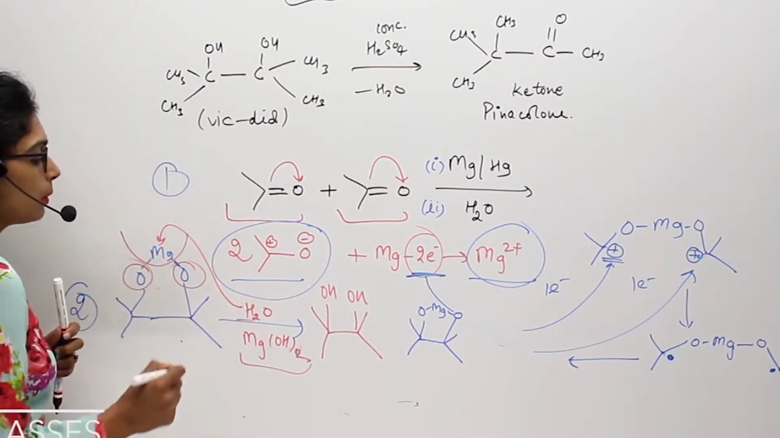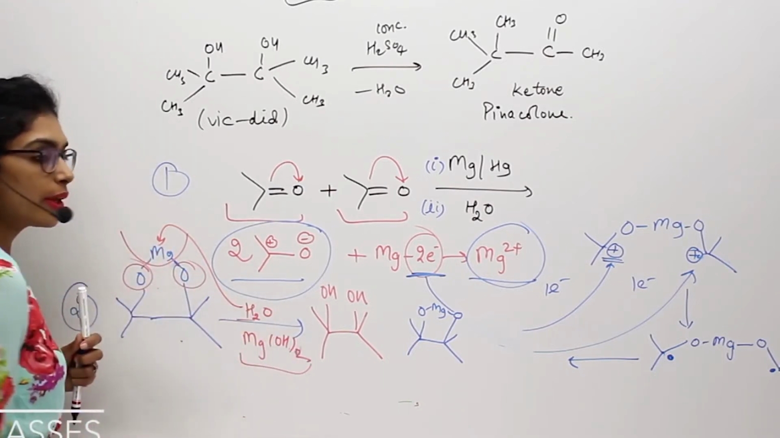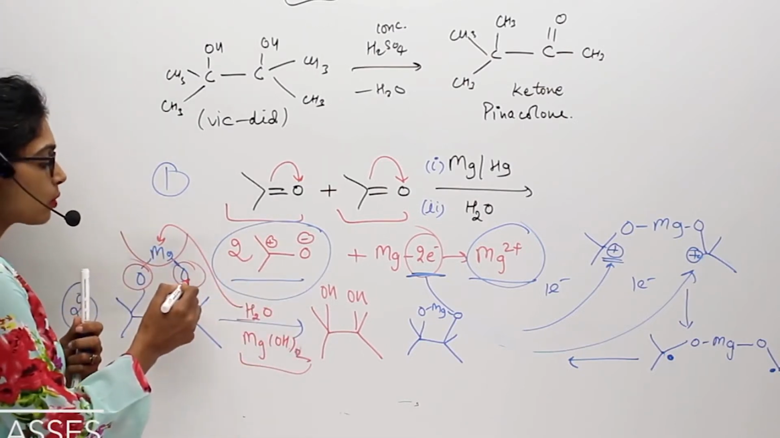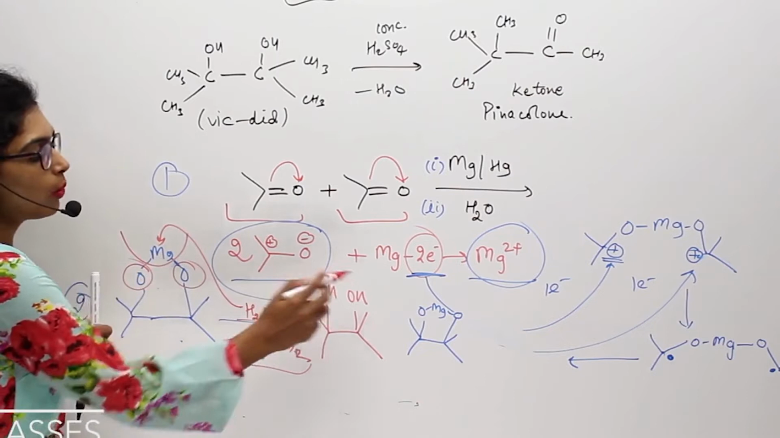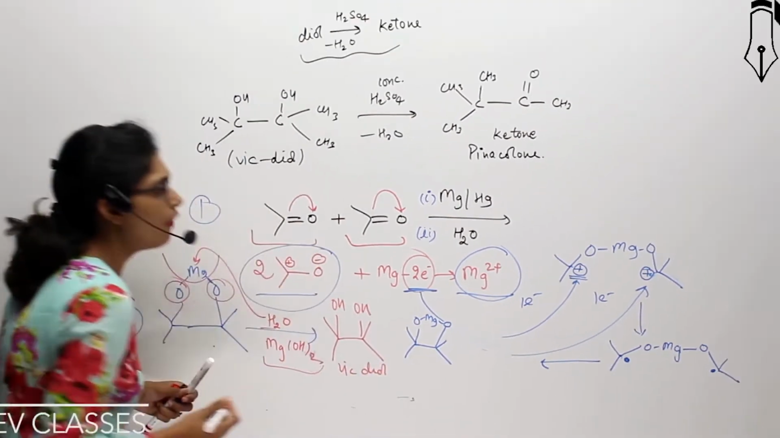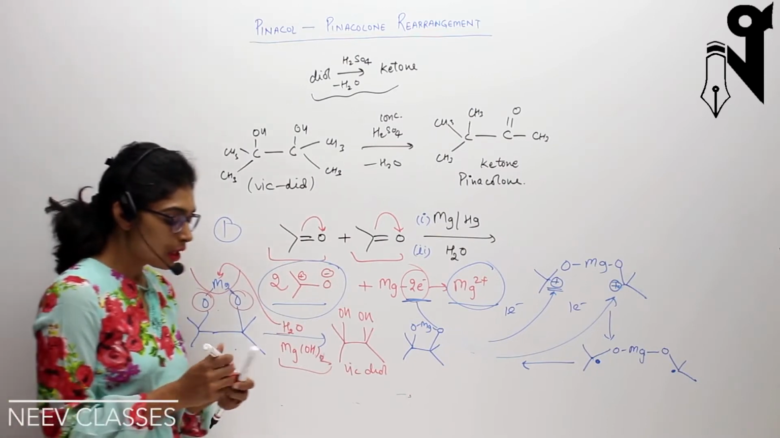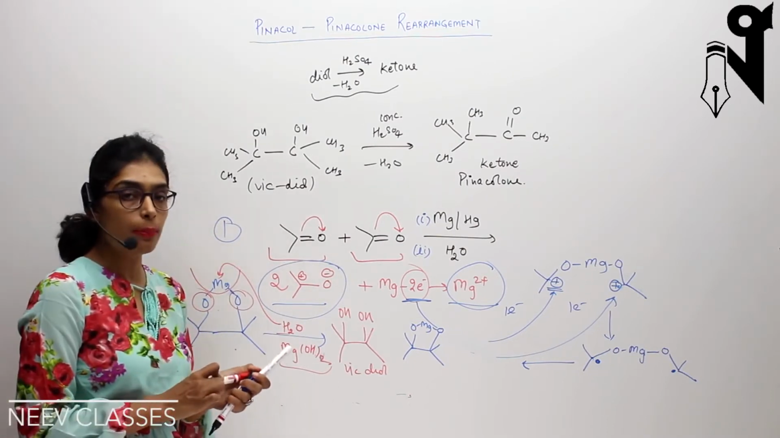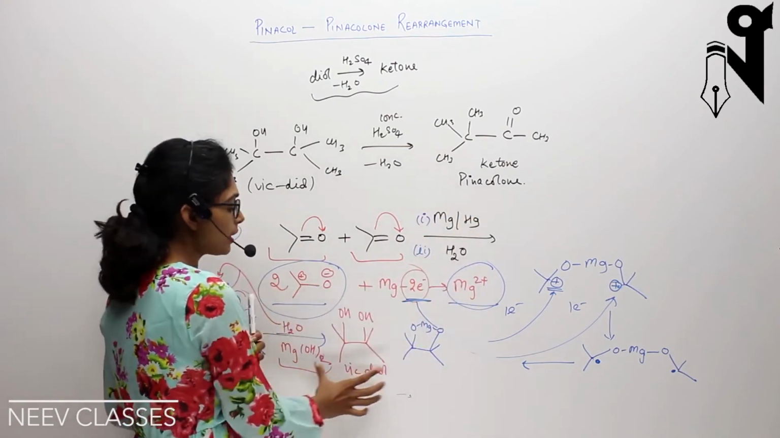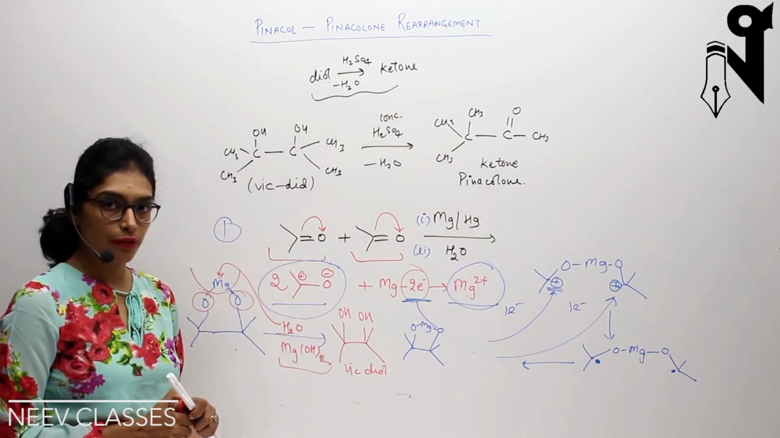This water will form the bond with magnesium to form Mg(OH)2, and two hydrogens will get released, and those two hydrogens will attack on each oxygen to form OH and OH, and that's how we will get this vicinal diol. You don't have to mug up the whole mechanism of preparation of Pinacol, but you should know this is the starting material, these are the reagents, and this is how the Pinacol will be formed.